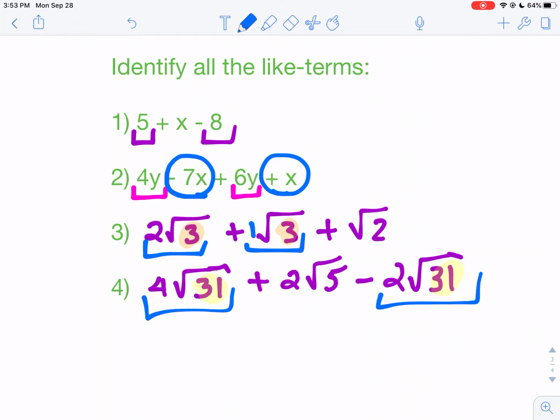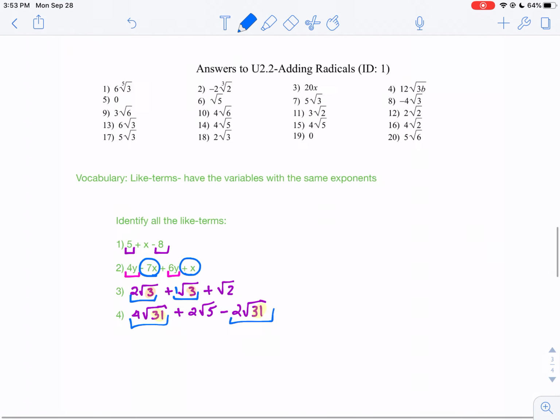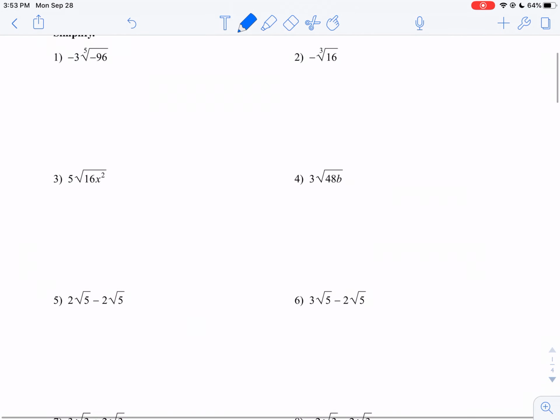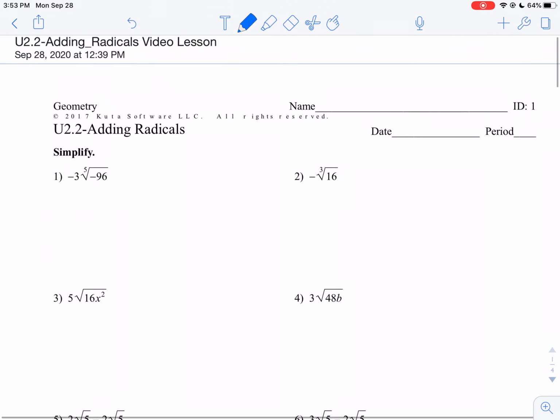Okay, so with this worksheet, what we are going to do is identify like terms, and we're going to add them, or combine them. All right, so that takes us to our problems. But before we go to the problem, there are some review questions here.